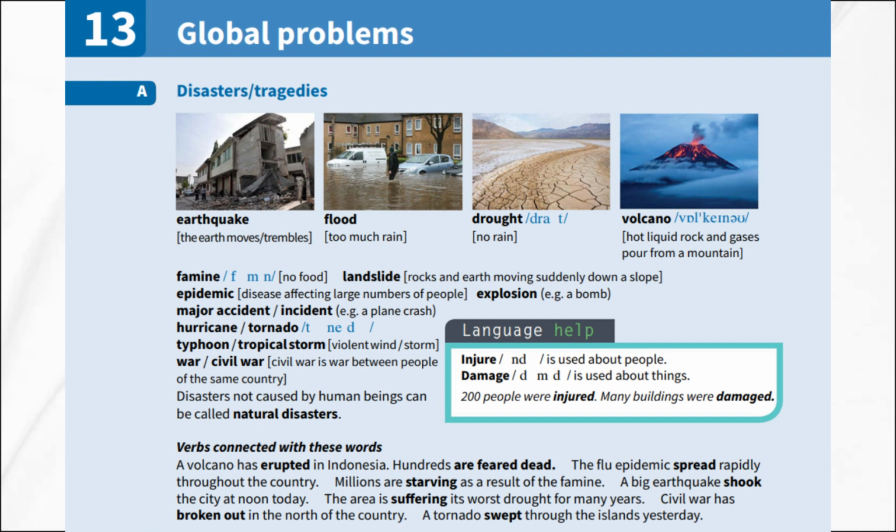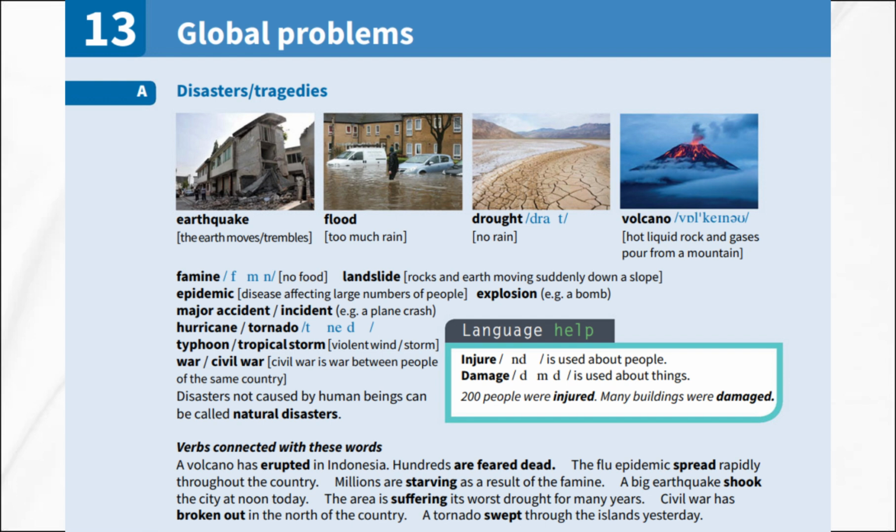Now, a very important language point. When we talk about disasters, we use injure for people. For example, 200 people were injured. But we use damage for things like buildings. For example, many buildings were damaged. So remember, injure is for people, damage is for things.